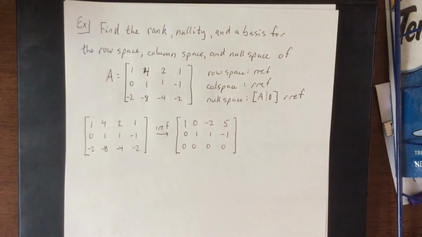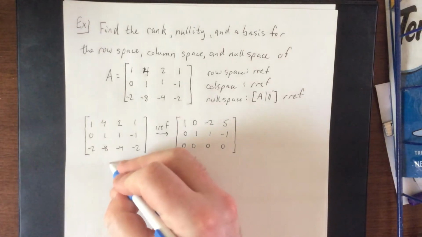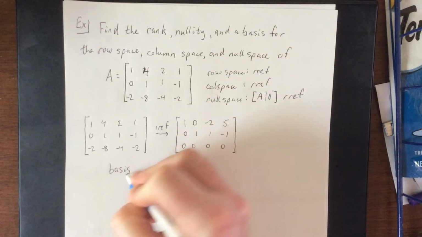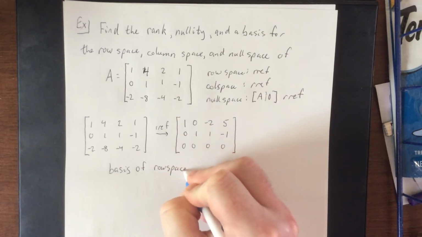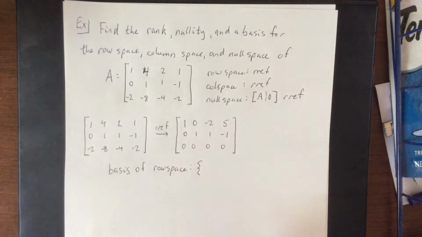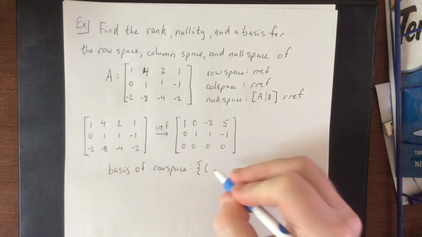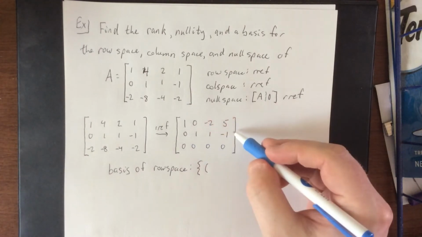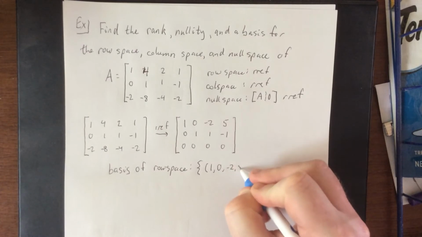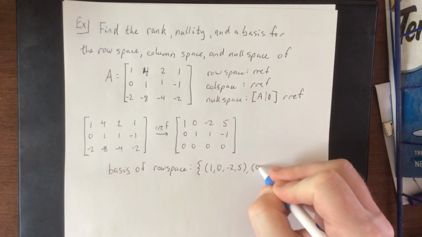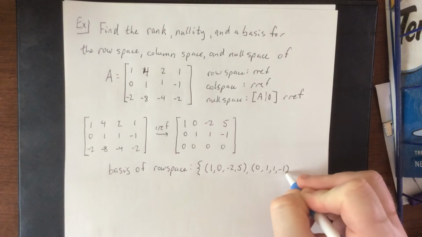So to give this a full interpretation, we are first going to start with the basis of the row space. The basis of the row space is going to be the 2 vectors that we see from reduced row echelon form. So that'll be 1, 0, negative 2, 5, as well as 0, 1, 1, negative 1.